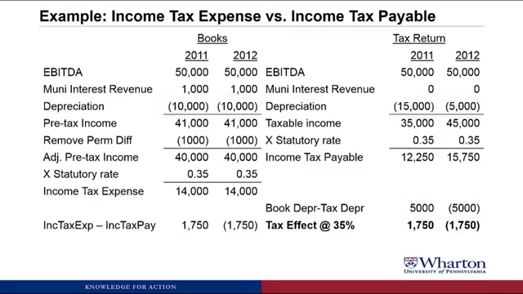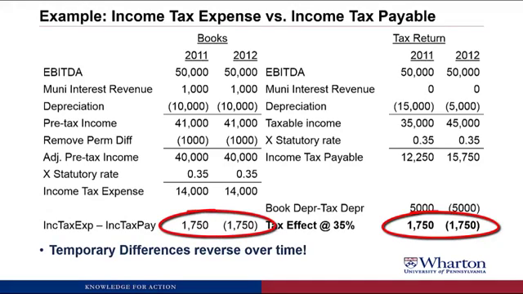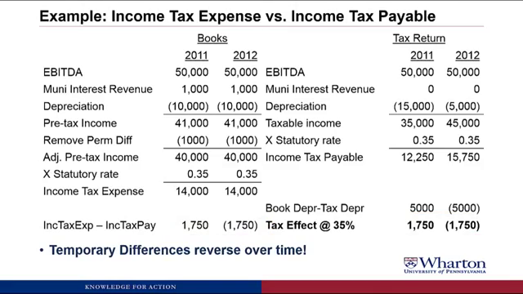If we take that times 35%, we end up with savings of $1,750 in taxes payable in 2011 and extra taxes of $1,750 in 2012, which are exactly the same as the difference between income tax expense and income tax payable. So these temporary differences reverse over time. We have more income tax expense than taxes payable in 2011, but then that exactly reverses in 2012 by the end of the depreciable life. Now we'll look at examples later on where we'll look at more than 2 years and see how these reversals play out over time.